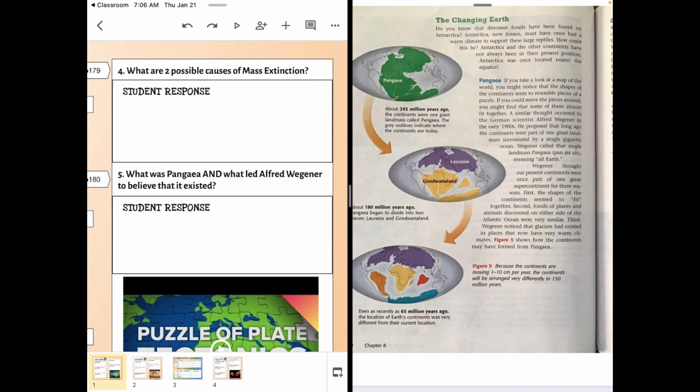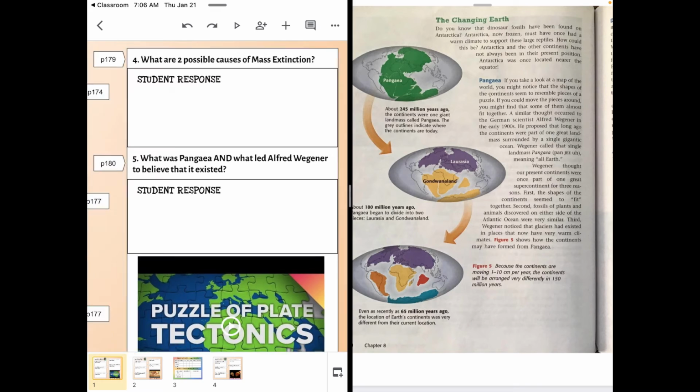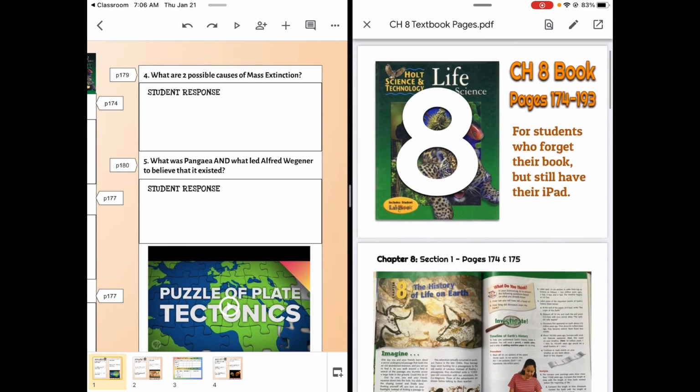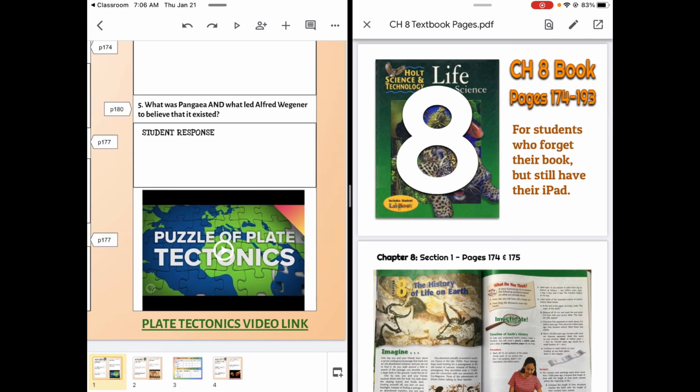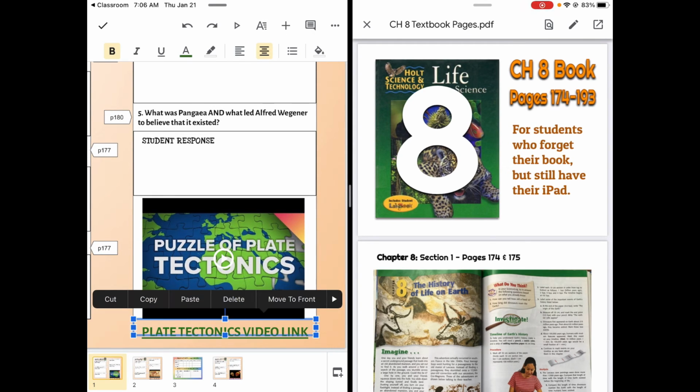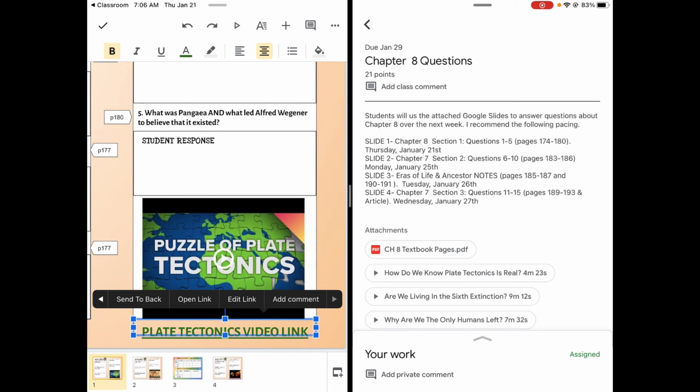As always, be careful of questions that have 2 parts, the "and." And if you want to go look at that video and it doesn't play well from here, you can either select to open the link. If you click this link, you can go and open link and push it to YouTube. Or it's the first video here. How do we know plate tectonics is real?